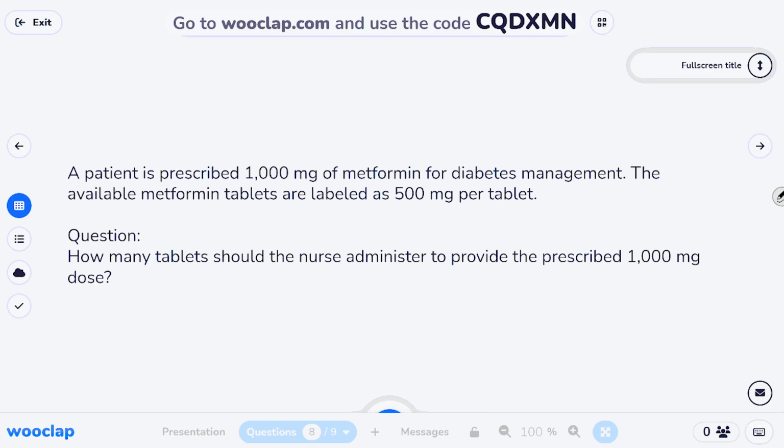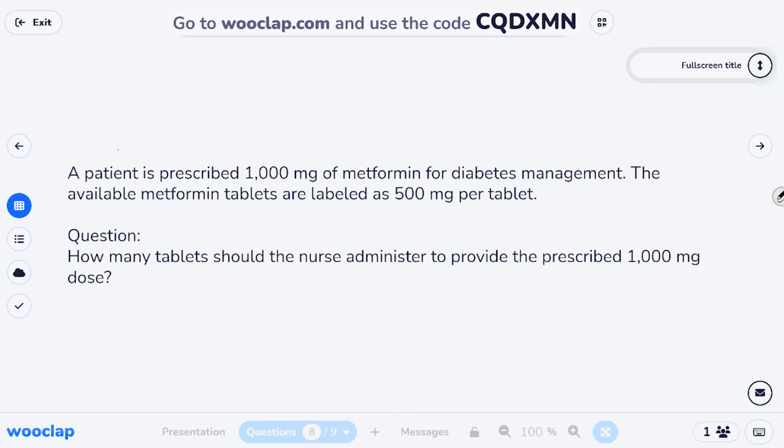All right, so another one. A patient, and again, a lot of you can do this in your head. Patient's prescribed 1,000 milligrams of metformin for diabetes management. The available metformin tablets are labeled as 500 milligrams per tablet. How many tablets should the nurse administer to provide the prescribed 1,000 milligram dose?